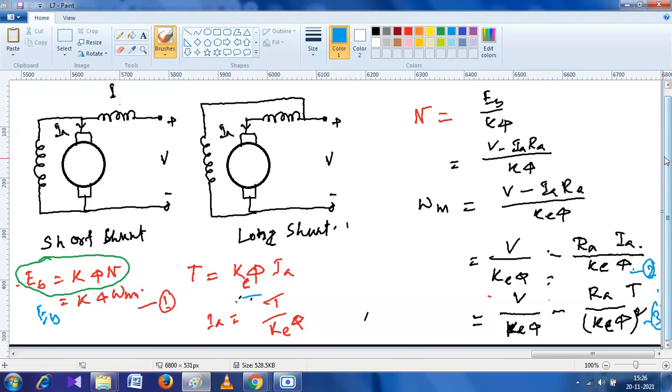For shunt motor, we consider that the flux is constant. Why? The question is why we consider the flux is constant for shunt motor? Tell me anyone, why?